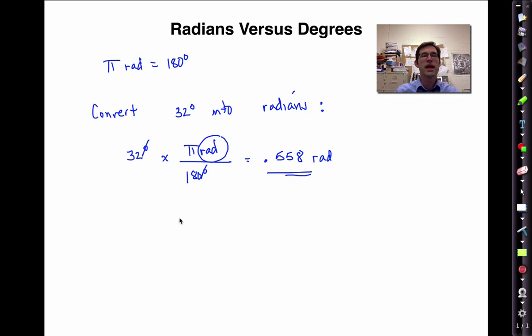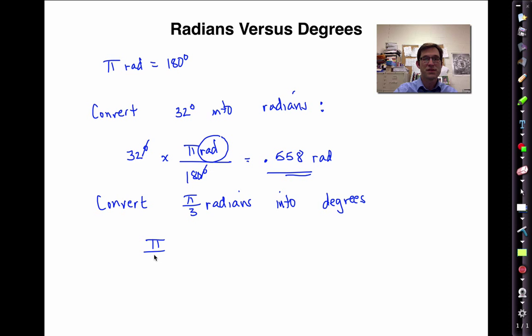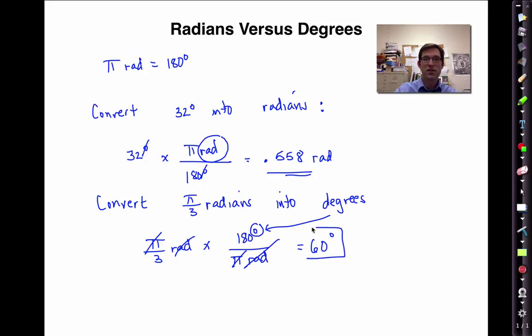Now sometimes radian angles have a pi left in them. So let's say we were asked to convert pi over 3 radians into degrees. Pi over 3 is a very important one. I've got pi over 3 radians times, this time, I'm going to leave the degrees on the top because that's what I want to be left with, and I'll put my pi radians in the denominator. Now the radians cancel, but so do the pi's, and now I just have 180 divided by 3, and I find 60 degrees. Pi divided by 3 radians is 60 degrees.